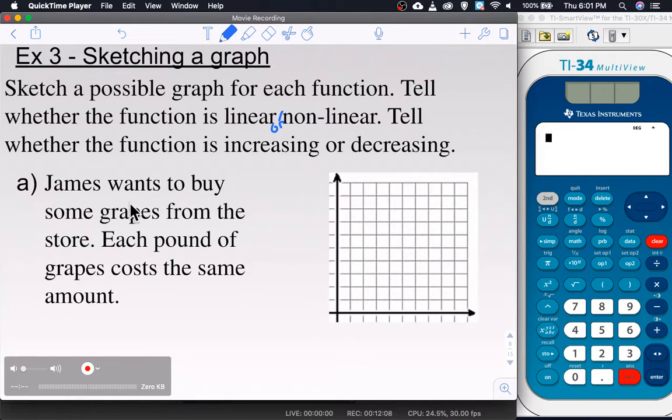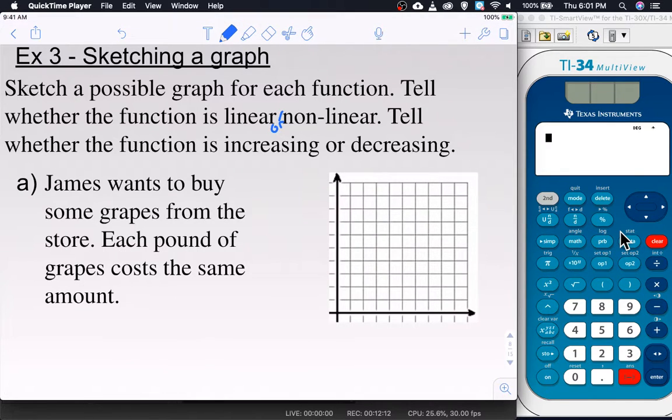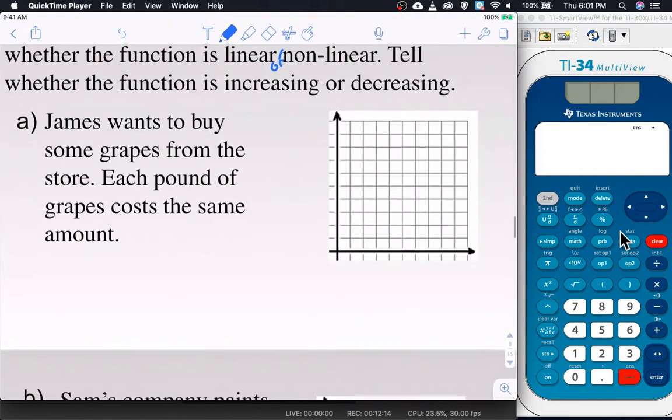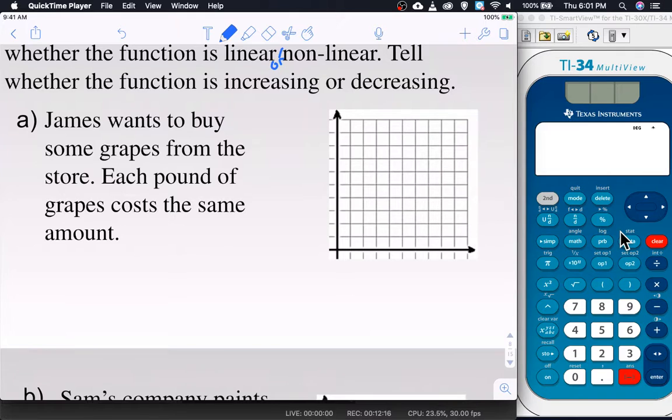So James wants to buy some grapes from the store. Each pound of grapes costs the same amount. Now you might be looking at it going, how in the heck am I going to graph this? Well, there's a few things we can do. One thing I like to do is I personally like to make a table. Tables work very well for word problems and functions and stuff.